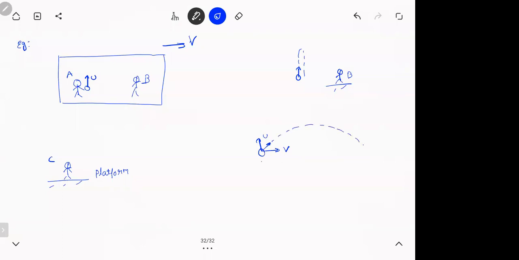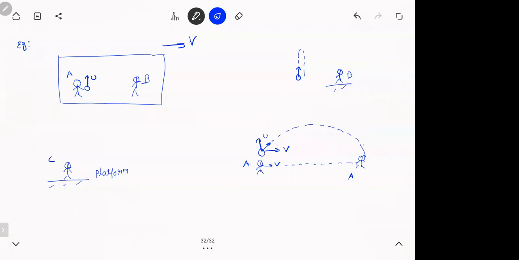But the catch is the person A also has speed V. As the ball is flying, the person is also exactly below the ball. When the ball lands, A is also exactly below the ball. You're getting it? It is like when he's throwing the ball, the hand which he's holding is exactly under the ball every time.